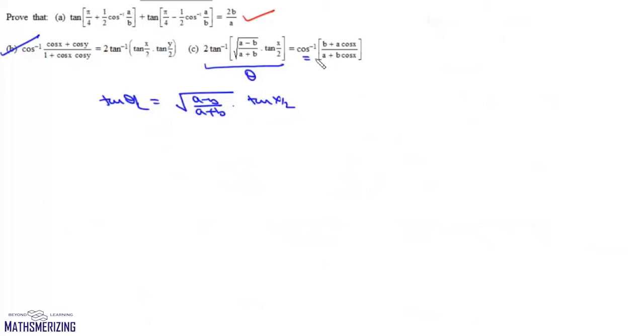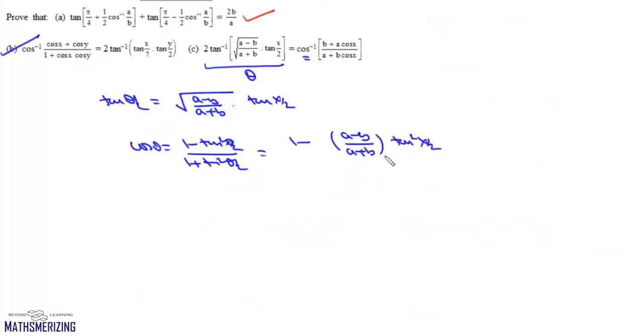Now again we'll need to find the value of cos theta. So we can write cos theta as 1 minus tan square theta by 2 upon 1 plus tan square theta by 2. So it will be 1 minus a minus b upon a plus b tan square x by 2 upon 1 plus a minus b upon a plus b tan square x by 2.